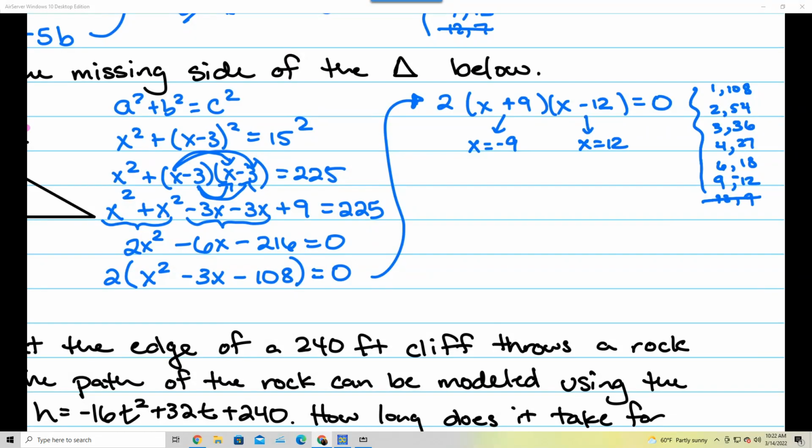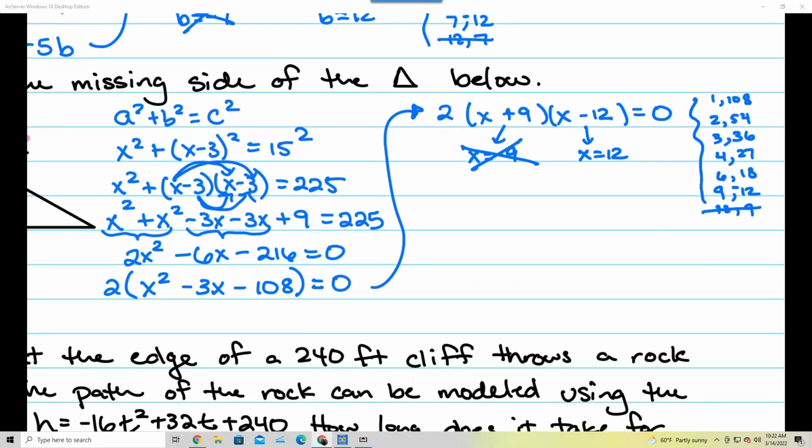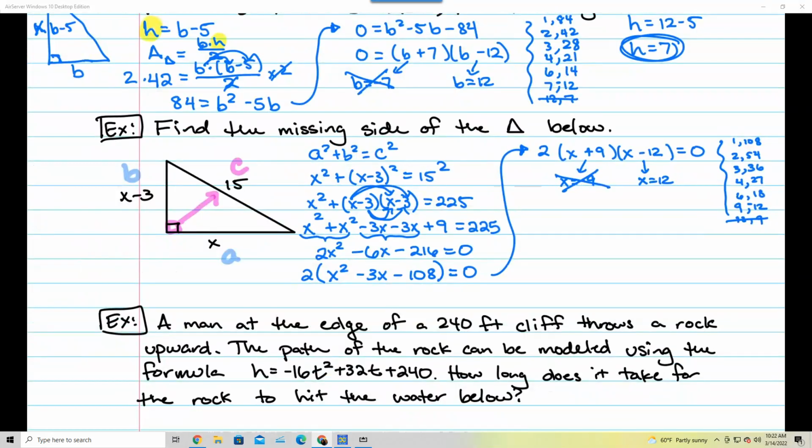But again, the -9 doesn't make sense because I'm not going to have a negative side, which means the missing side here must be a 12. Incidentally, if I want to find this side, I know my x is 12, so 12 minus 3 means this side must be 9. So my sides are 9, 12, and 15.